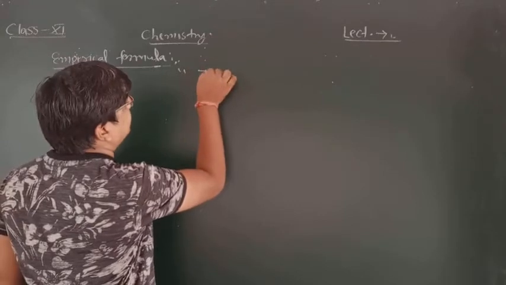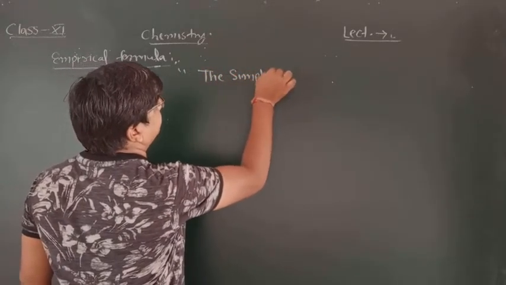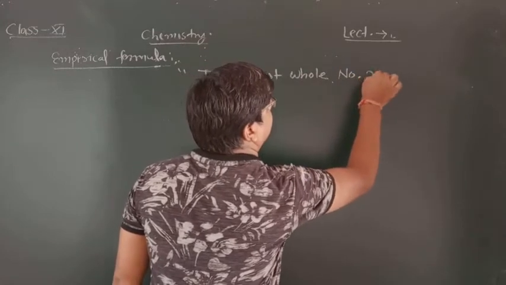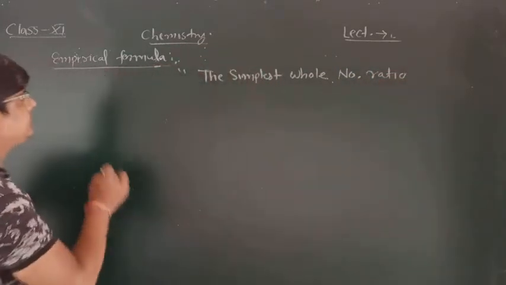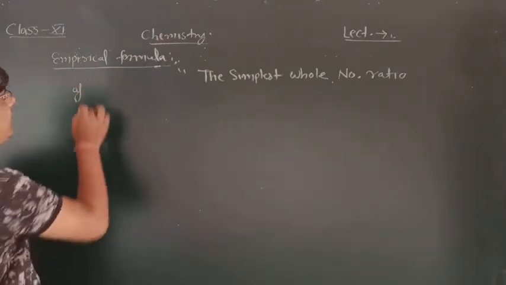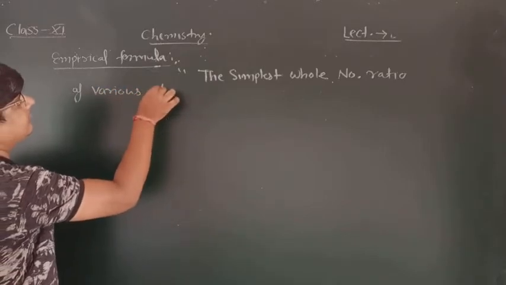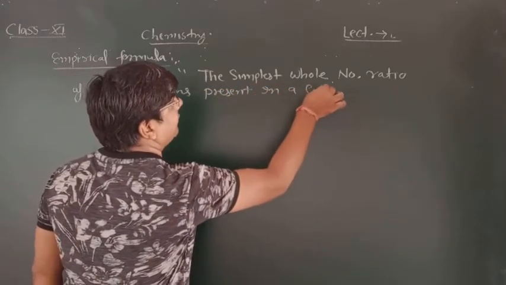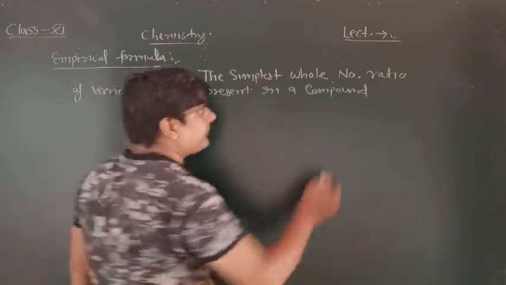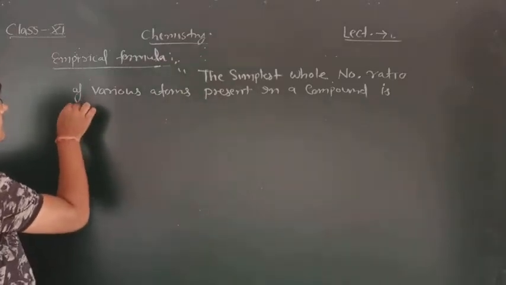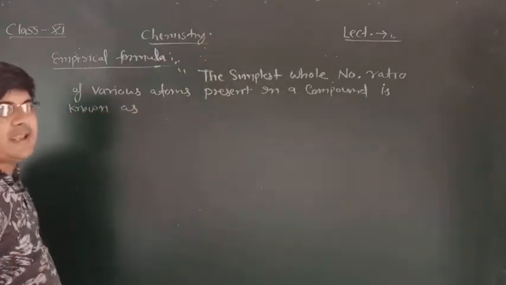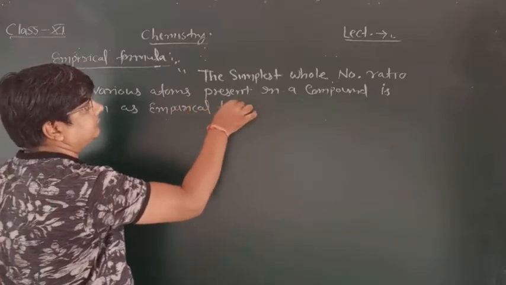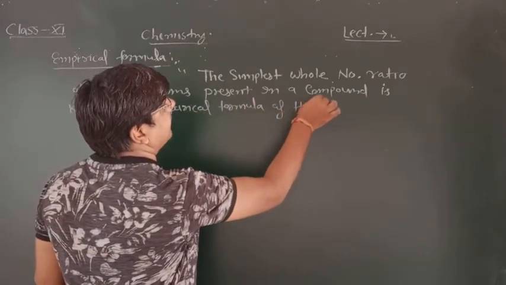The simplest whole number ratio of various atoms present in a compound is known as empirical formula of that compound.